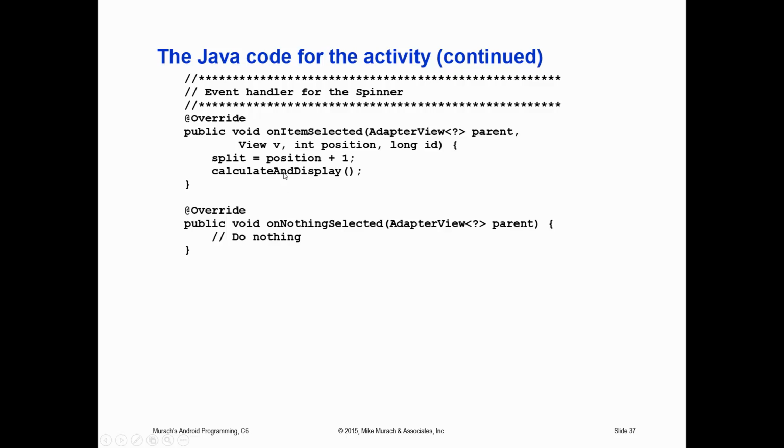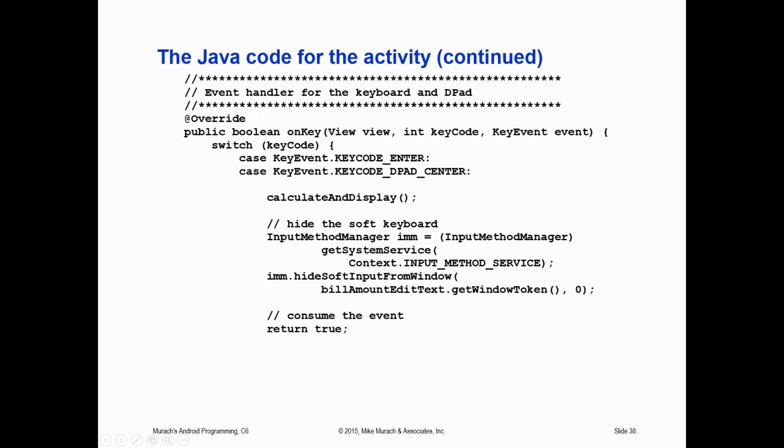calculate and display. Remember that when you put in the on item selected for the spinner, you must implement the on nothing selected even if there's no code in there. We talked about that earlier. And then finally, on the bottom half of 193, they've got the code in there for handling the keyboard and the D-pad.